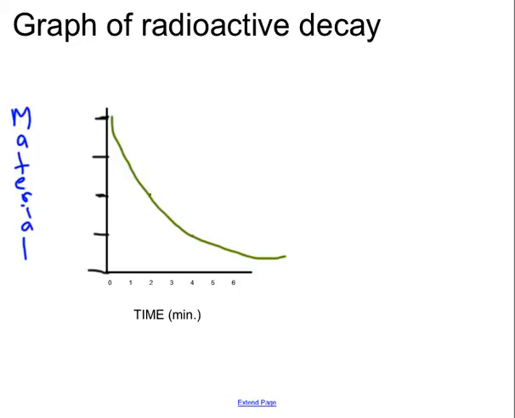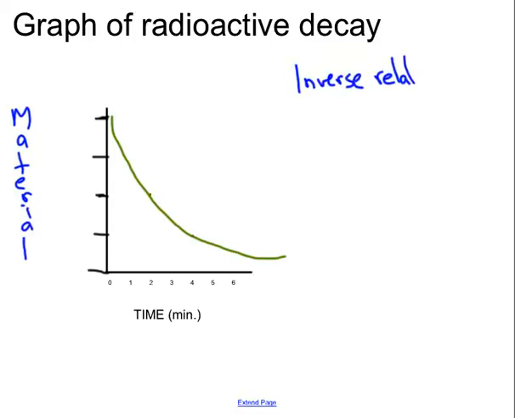Before we talk about this graph, specifically about radioactivity and half-life, let's just review what type of graph this is. This is a very typical graph of radioactive decay. Time is increasing, material is decreasing. Parent material. What's the relationship? As time goes up, the amount of material goes down. That's an inverse relationship.